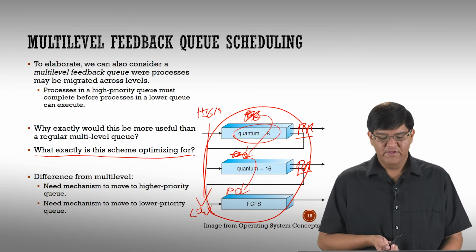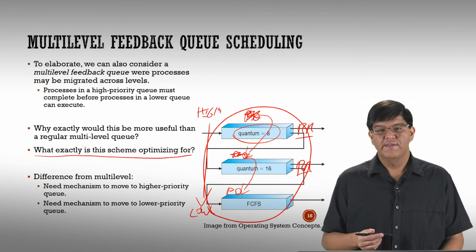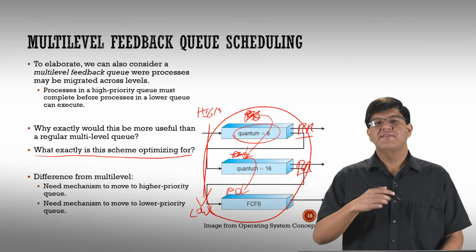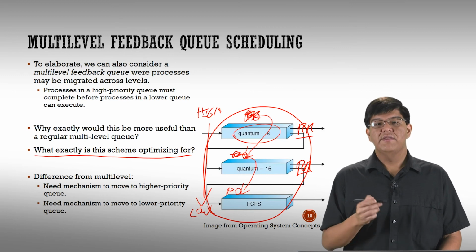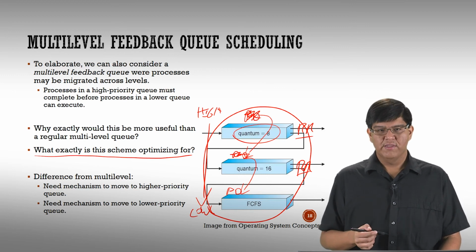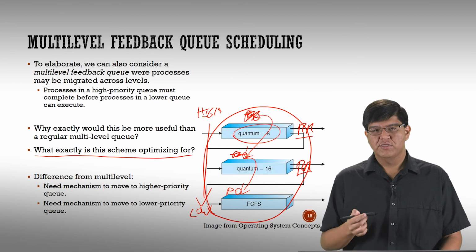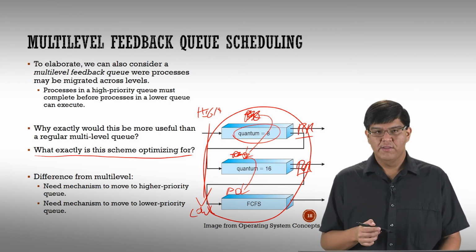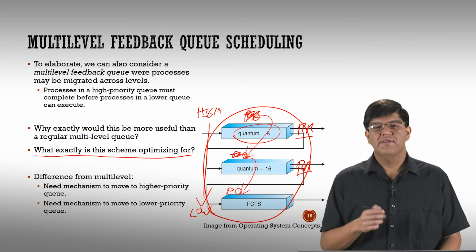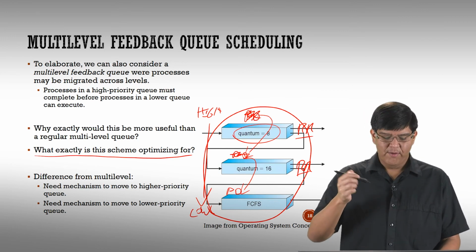Why is this more useful than a multi-level queue? Well, it's because it's able to split your lightweight processes from your heavyweight processes without any intervention. So I don't need to label it with priorities, I don't need to label it with foreground, background. Things that are naturally short will complete first with a high priority. Things that are naturally long will drop down to the other levels and complete with a lower priority. So I basically have a way to assign priorities implicitly if I let them drop down from level to level.